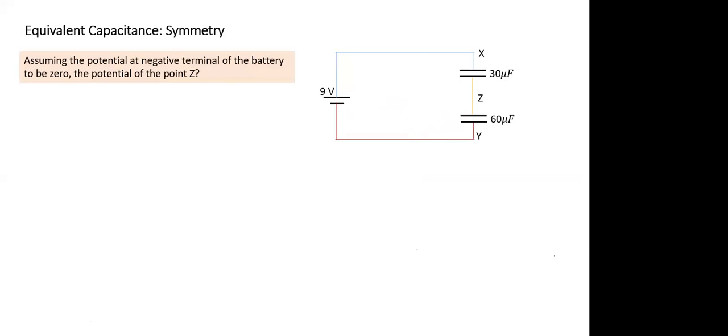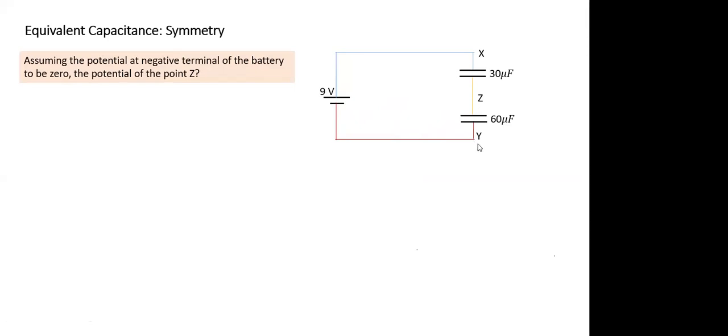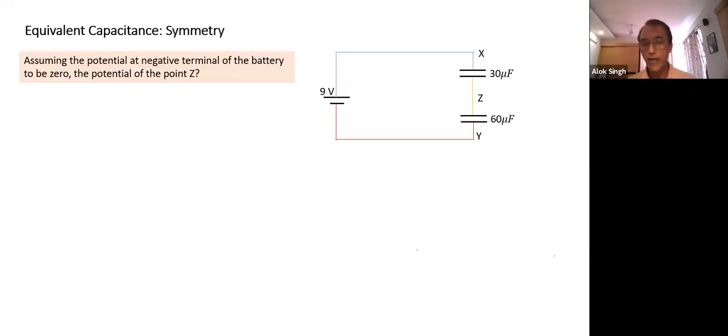Yes, sir. Okay. Assuming the negative terminal of the battery is at 0 potential, what is the potential of point Y? What would be the potential of point Y? Assuming the potential at the negative terminal of the battery to be 0, what is the potential of point Y, Shweta? What is the potential of point X? How do we find it out?